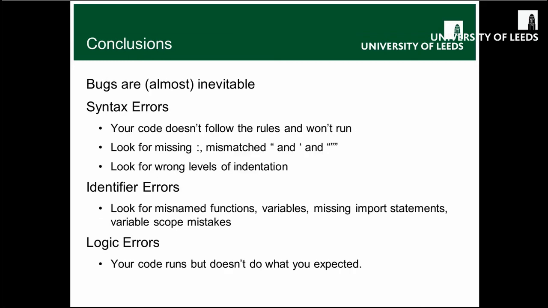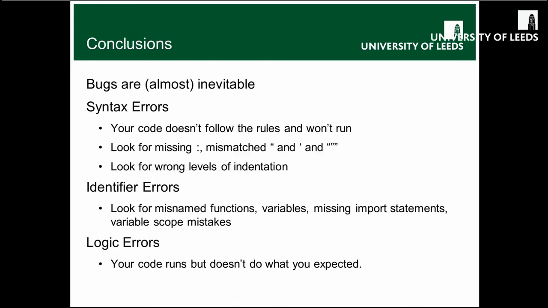So, in this first video, what I hope will convince you at least is that bugs are almost always inevitable. You've got these three types of bugs. The syntax errors are simply your code doesn't follow the rules, and therefore it won't run. So in Python, what you want to be looking for particularly are things like missing colons, mismatched quotes, mismatched brackets, and also look for the wrong levels of indentation. So where you've indented some lines differently from other lines that should be at the same level of indentation.